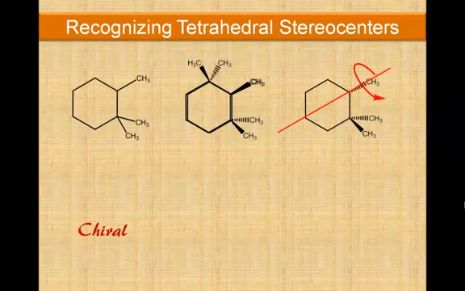Again, another way that you could think about this is you want to work your way out the ring to the first point of difference. There's my first point of difference. The 2 substituents attached to this carbon that make up the ring are different.